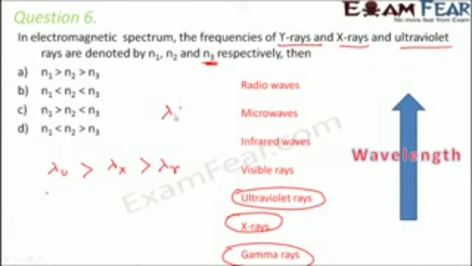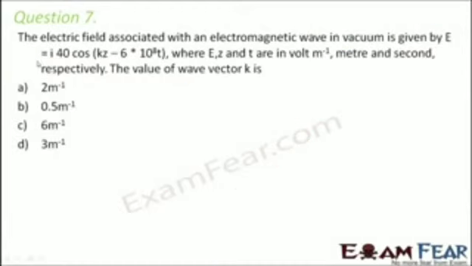Now wavelength and frequency are inversely proportional to each other. So we can say that the frequency of ultraviolet ray is less than the frequency of X-ray, which is less than the frequency of gamma ray. The frequency of ultraviolet ray is given by N3 in this question. So N3 is less than, X-ray is given by N2 and gamma ray is given as N1. So we can say N3 is less than N2 is less than N1. So basically option A is the correct option.